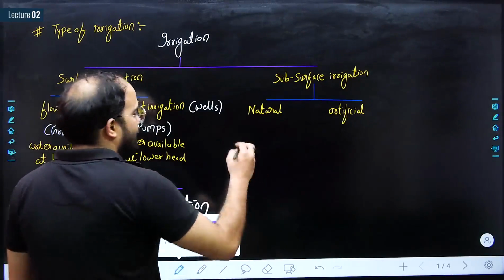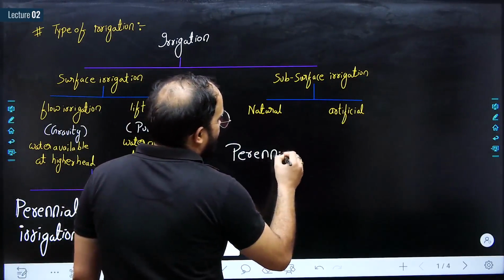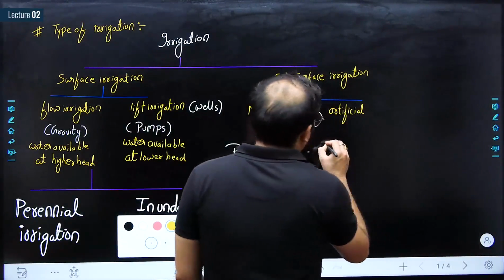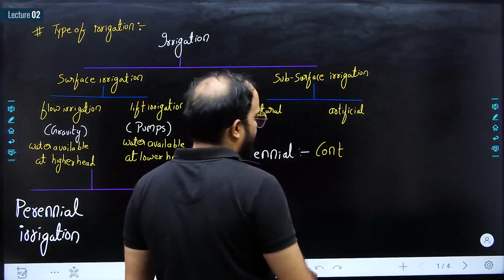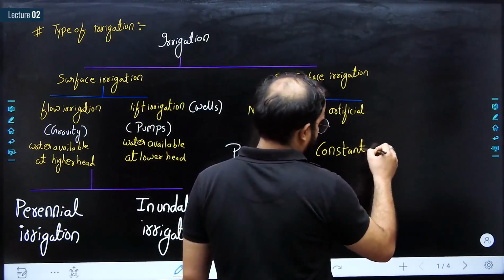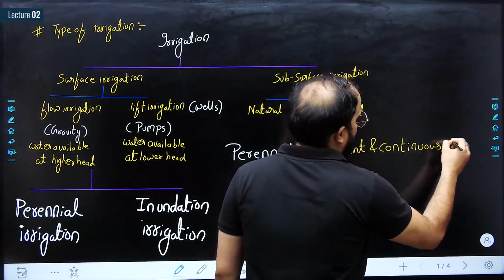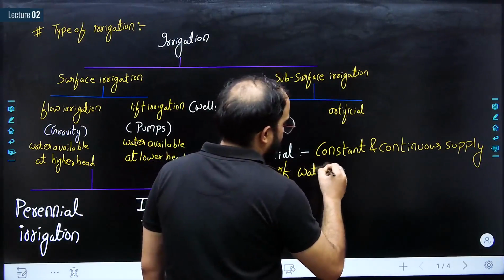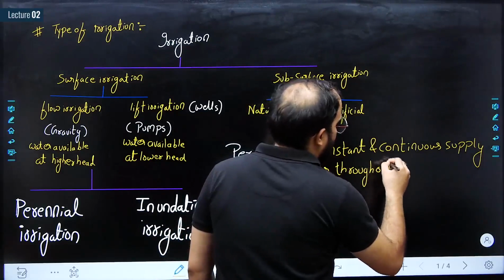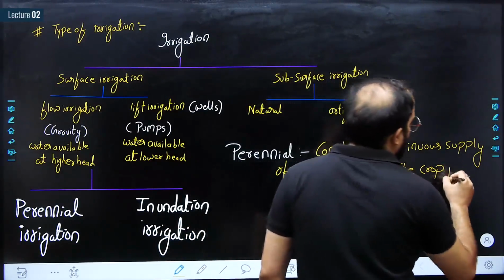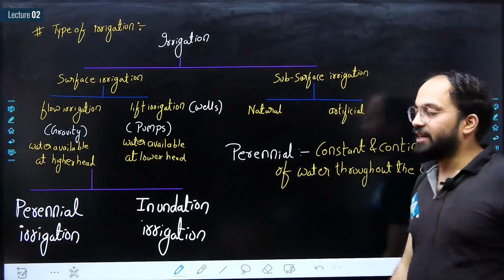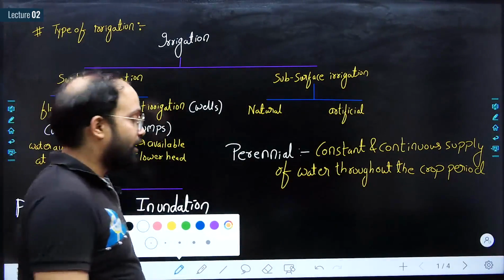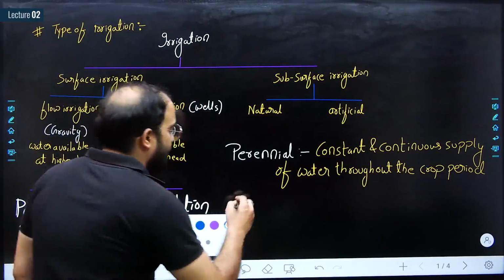So what happens in perennial? In perennial, we have a constant and continuous supply of water throughout the crop period. That is what we call perennial. How we can supply the water, that we will see. But before that, I'm going to explain what is inundation.